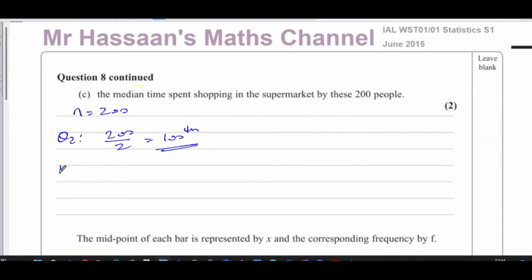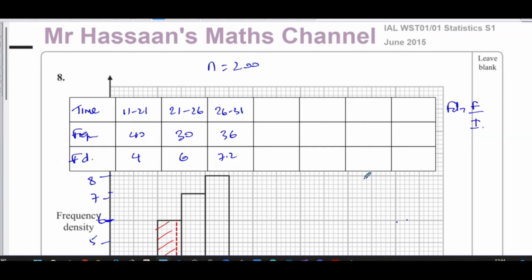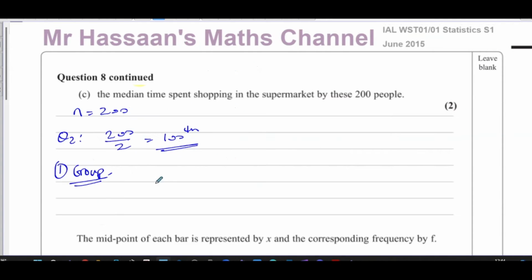So we need to find the group first, which contains the median. So we're going to look for the group which contains the median. So we go back. Now we need the 100th term. Okay, that's 40 plus 30, which is 70. 70 plus 36 is 106. So we can see that the 100th term is going to be in the group 26 to 31. So it's in the 26 to 31 group. That's the group which contains the median.